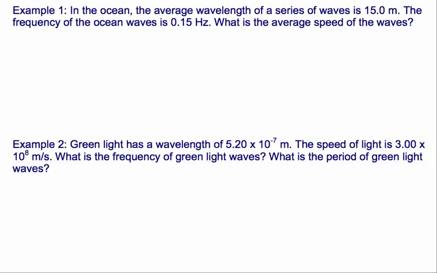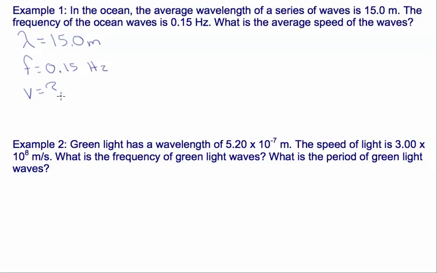Let's practice using the very last equations you will learn in this course. In the ocean, the average wavelength of a series of waves is 15 meters. So we know that this is wavelength, and that is the lambda. It's a Greek symbol. The frequency of the ocean waves is 0.15 hertz. What is the average speed of the waves?